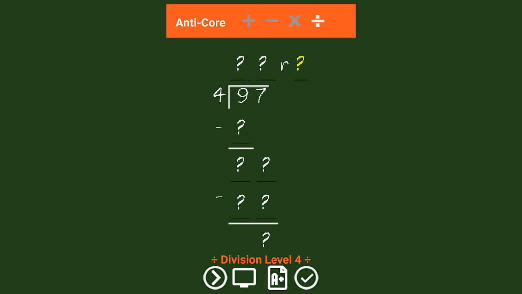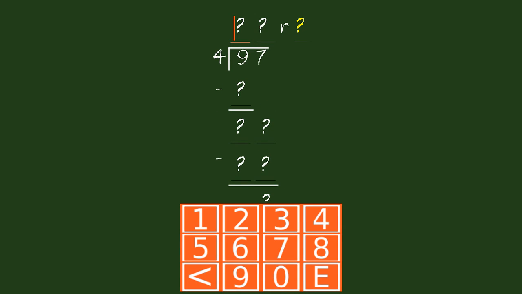We'll start by dividing the 9 of the 97 by 4. We need to come up with a number to multiply by 4 that will be less than 9 but close to it so that the remainder will be less than 4, the divisor. If you remember from your times tables, 4 times 2 equals 8, so let's try 2. Touch the question mark and the keyboard will pop up. Touch the 2 key to enter the answer.